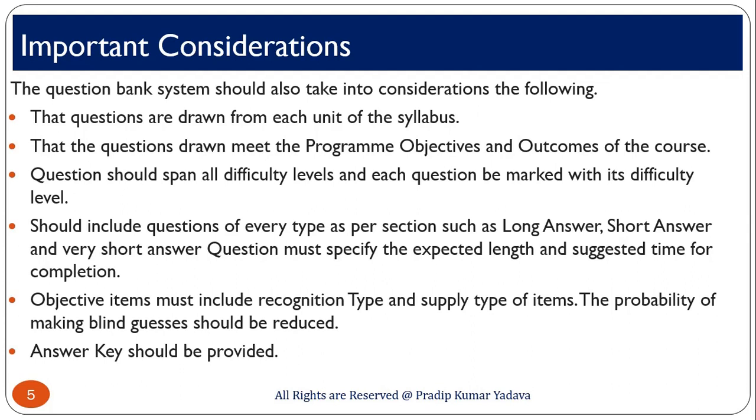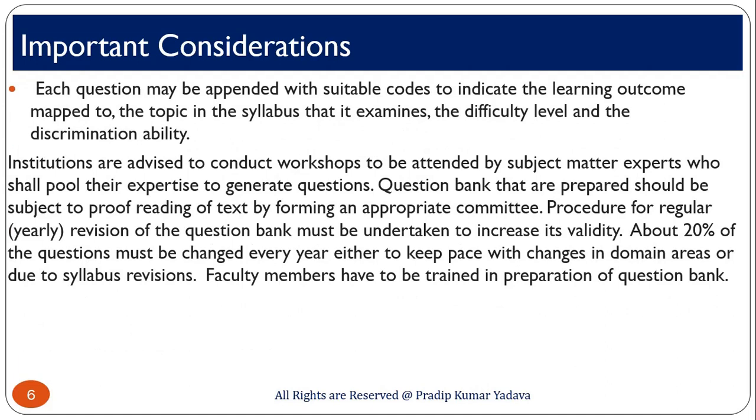जैसे कि हम लोग बोर्ड क्वेश्चन पेपर देते हैं तो उसमें लिखा होता है कि you have to give the answer within 500 words, 200 words. This should also be mentioned with the question paper, as well as the marking criteria. Objective items must include recognition type and supply type options, and the probability of making blind guesses should be reduced. Okay, an answer key should be provided. Yes, with that answer key any student can prepare.